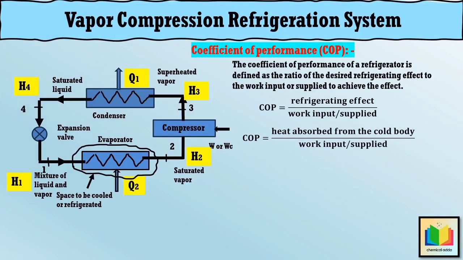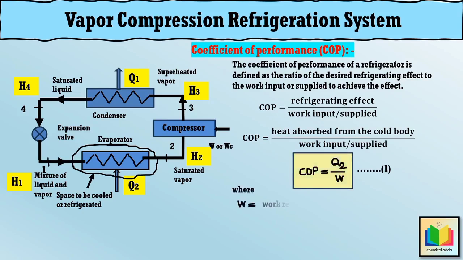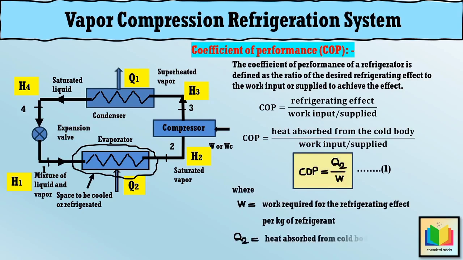But as we know, in a vapor compression refrigeration system, heat Q2 is absorbed in the evaporator from the space to be cooled or refrigerated. And work W or WC is supplied in the compressor by electric motor. Hence the formula for COP can be written as COP is equal to Q2 divided by W, where W is the work required for the refrigerating effect per kilogram of refrigerant, and Q2 is the heat absorbed from the cold body. Now first let's calculate the Q2 and W.